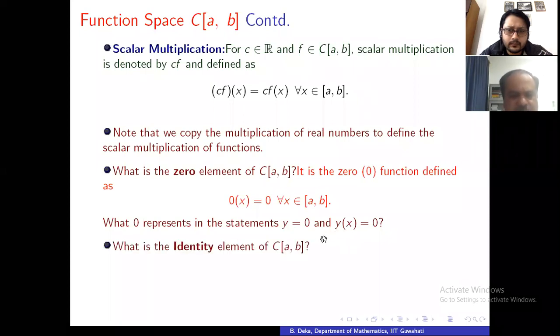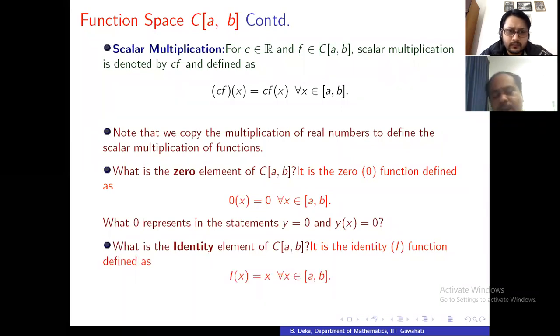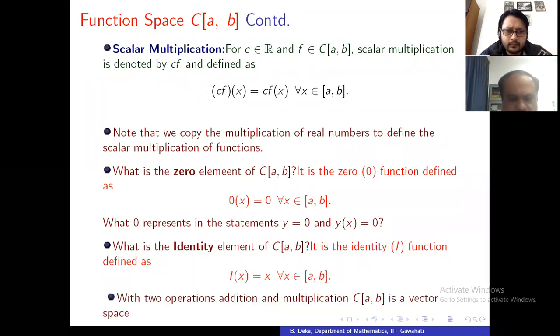Then this gives another important element of C[a,b], known as the identity element. The identity element is nothing but the identity map, which maps x to x, that means I(x) = x for all x belonging to [a,b]. With these operations, one can prove that C[a,b] is a vector space, with the zero function as the zero and the identity function as the identity.